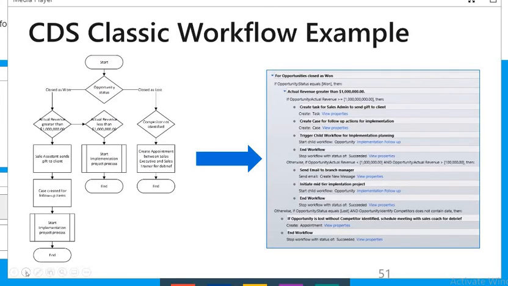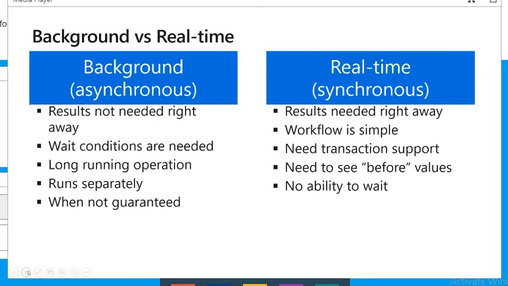So lots of if-thens. When you're looking at the different types of workflows we have, at the moment we have background, which is asynchronous, and real-time, which is synchronous. With background workflows, the results don't typically need to be available right away. So you're looking at things like wait conditions, and you can have long-running workflows, right? But it's typically going to be run separately.